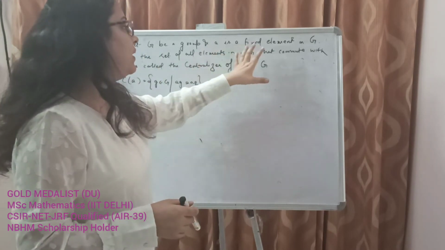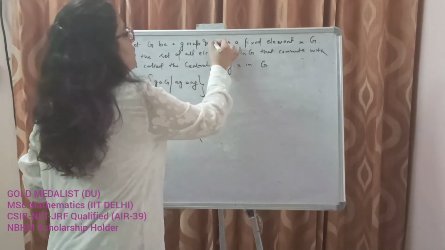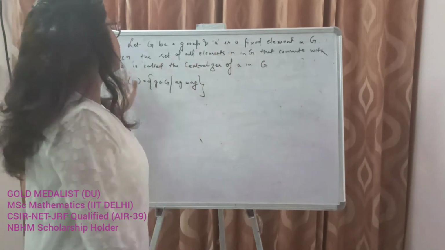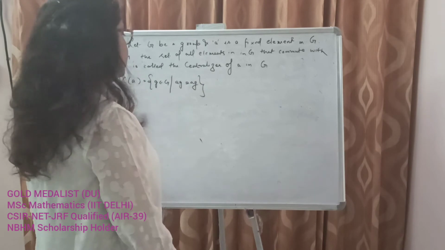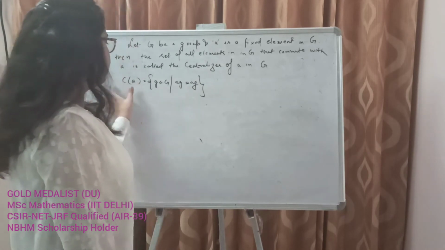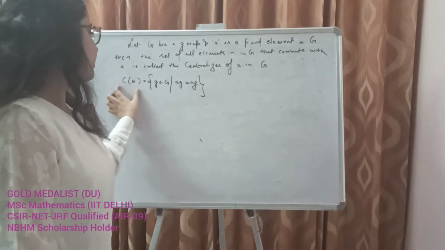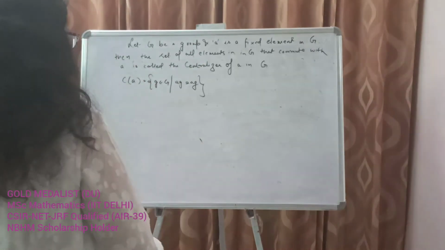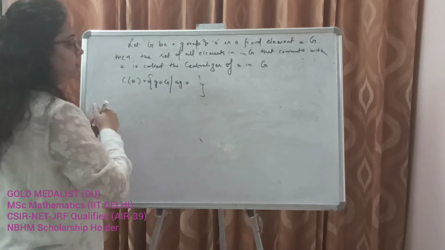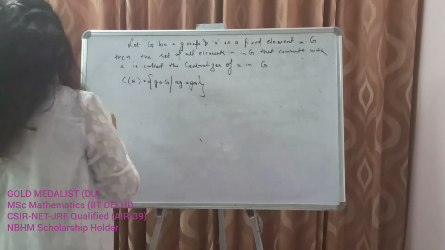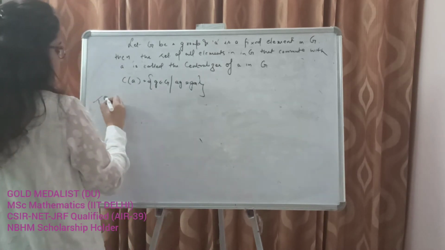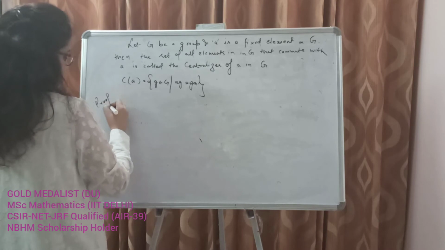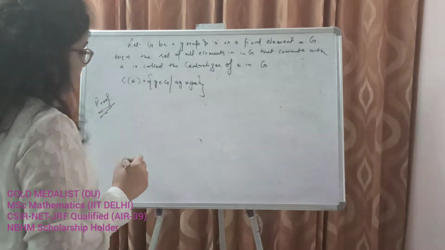So if G is a group and A is any fixed element in G, then the set of all elements in G that commute with A is called the centralizer of A in G, and this is written as C(A). It is the set of all g in G such that Ag equals gA. So to prove that it is a subgroup, it is again a subgroup of G.